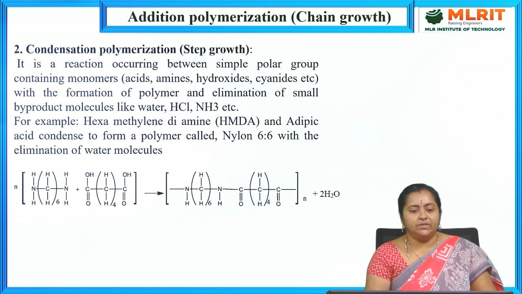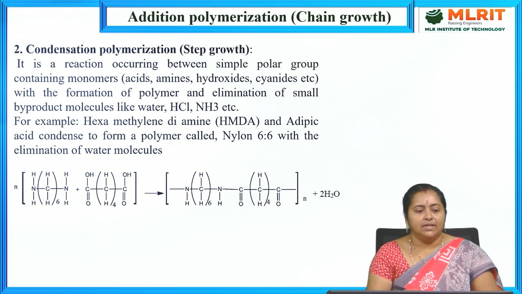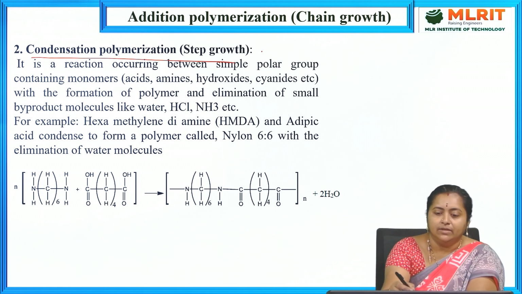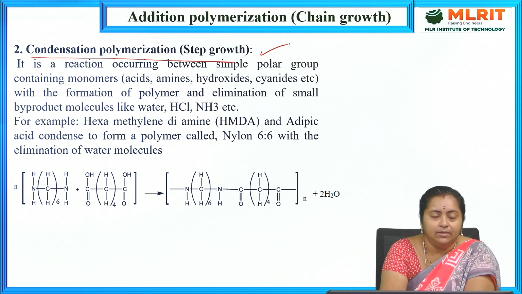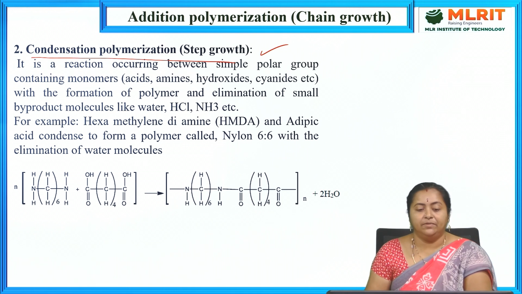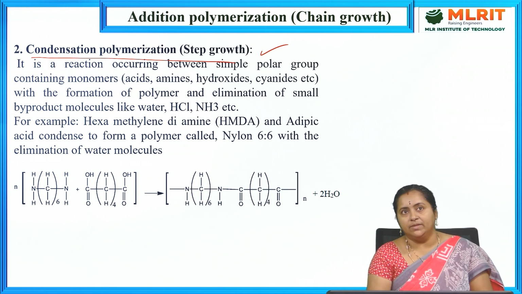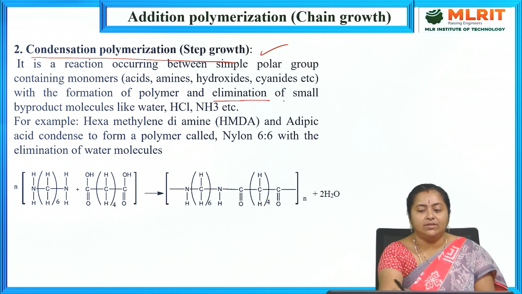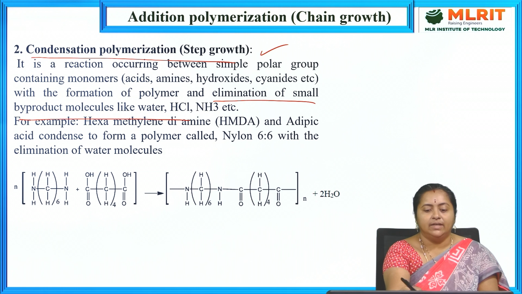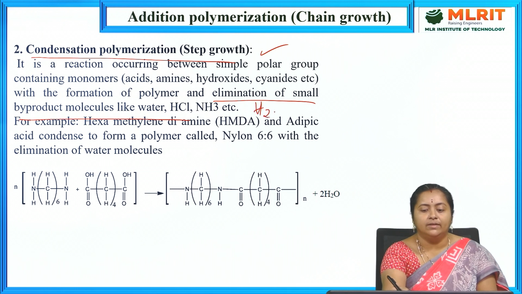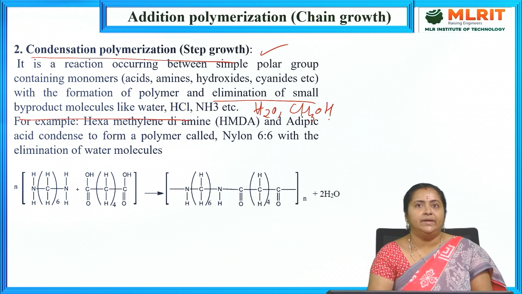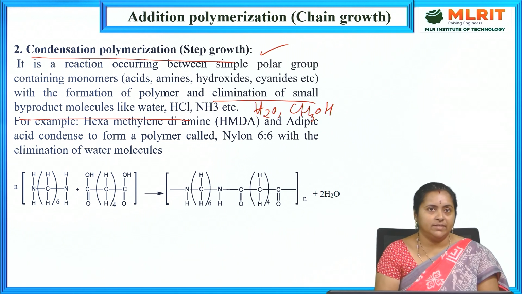Let us go with the second type, that is condensation polymerization, or we will call it step growth polymerization. In this type of polymerization reaction, two or more same or different monomers are involved, and the formation of the polymer molecule takes place due to the elimination of small molecules like HCl, ammonia, water, and methanol. Likewise, small molecules will be eliminated during the polymerization reaction.